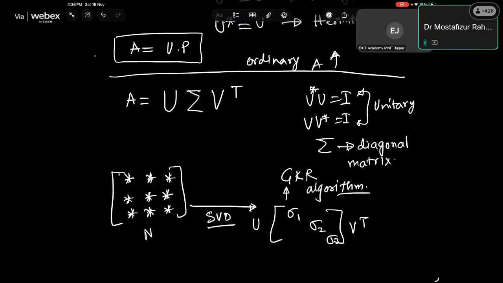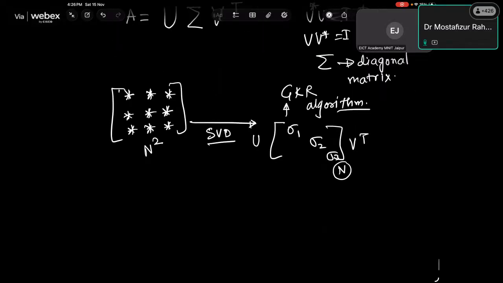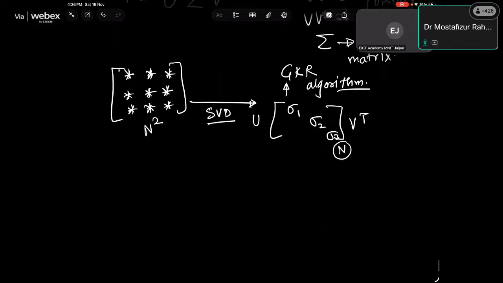Earlier you were operating on n square elements. Now you will operate only on n elements, the diagonal elements. So this is a very efficient representation of the matrix. It makes our life very smooth and the computation is much less, because you need to compute only on this sigma matrix, with the elements sigma 1, sigma 2, and sigma 3.